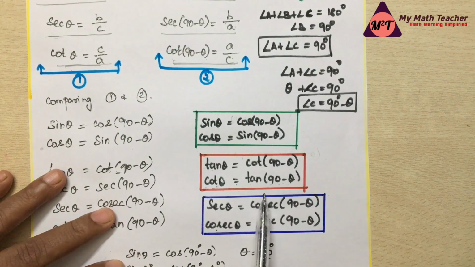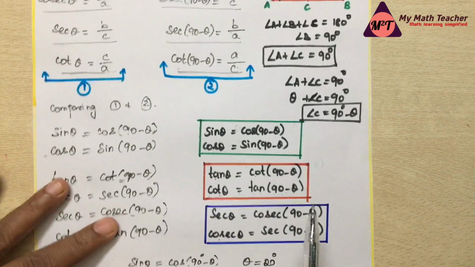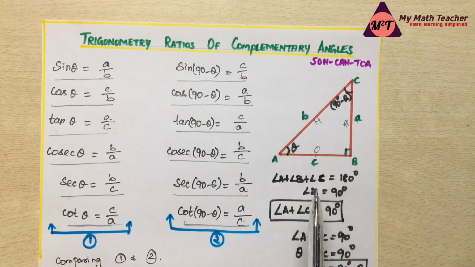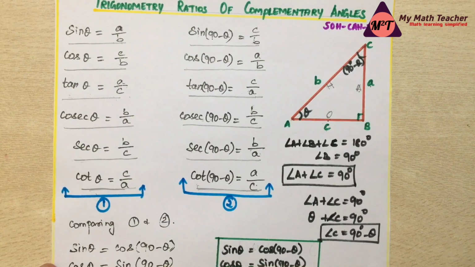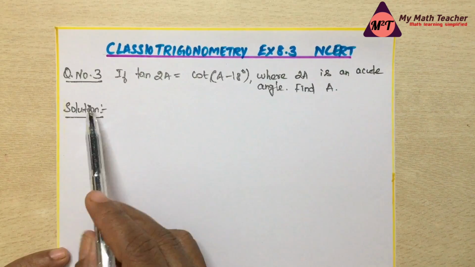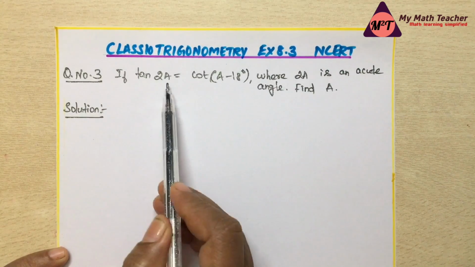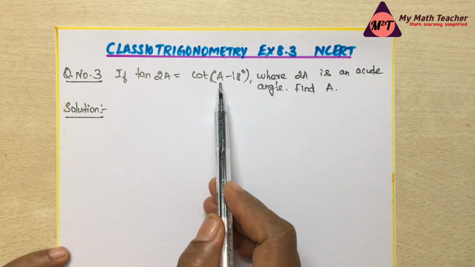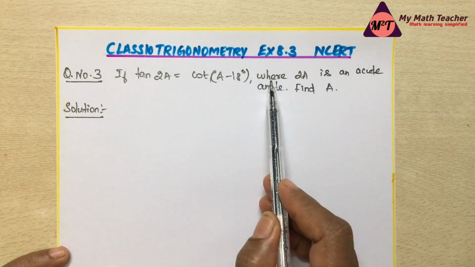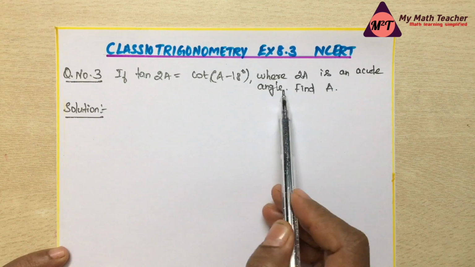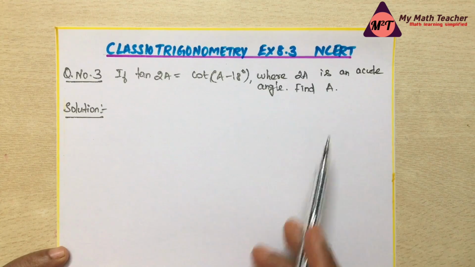So in my previous two videos, I have explained everything about complementary angles in detail. So now let's straight away start solving the problems. Question number 3 is, if tan 2a is equal to cot a minus 18 degrees, where 2a is an acute angle, find the value of a.